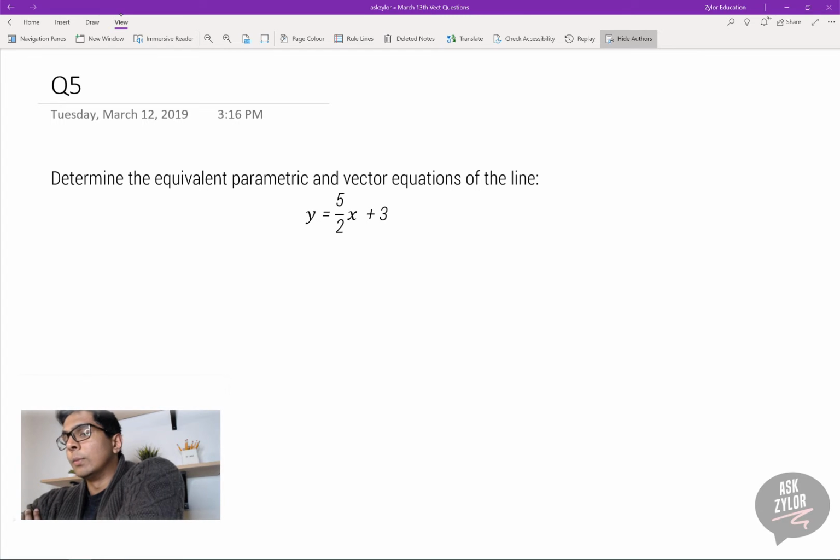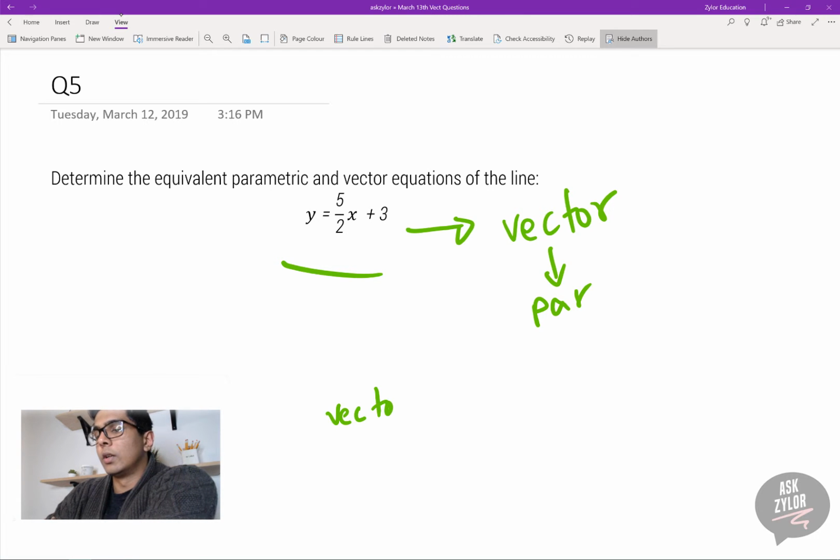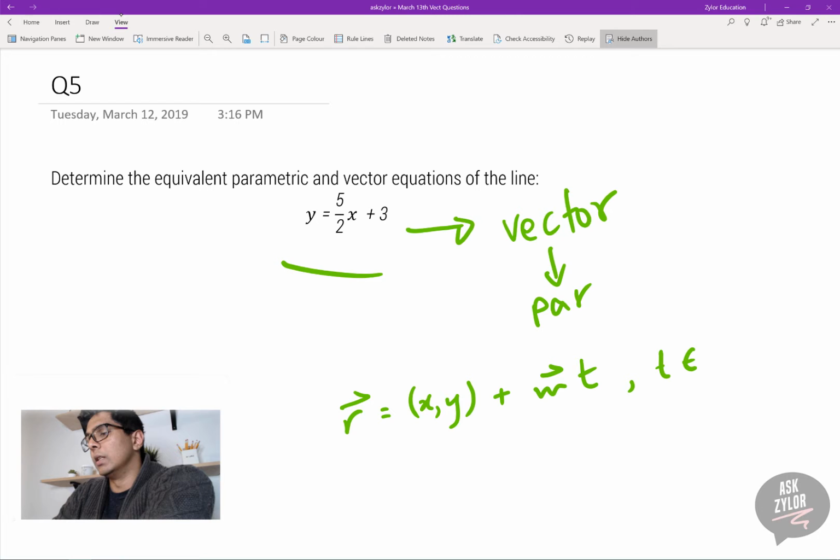This question says determine the equivalent parametric and vector equations of the line. So we have y equals 5x plus 3. What we're going to do is find the vector equation and then find the parametric equation from the vector equation. My vector equation is in the form of, let's say r is my vector, I have a point x, y plus m times t, where t is any element of the real numbers. So t is my parameter.